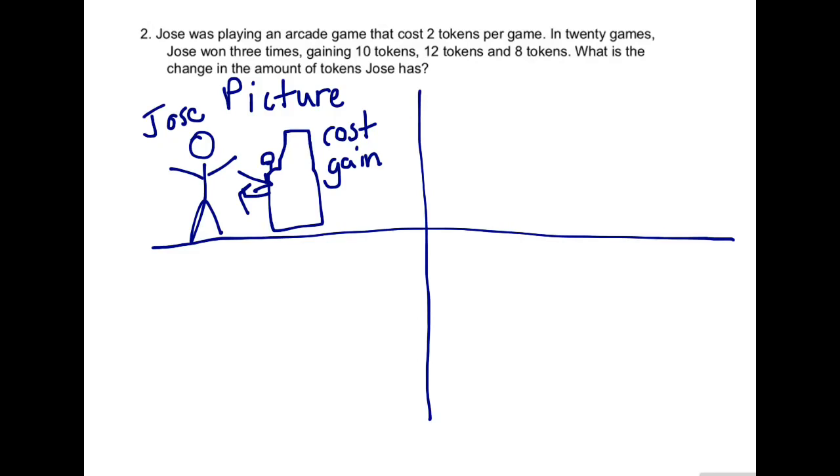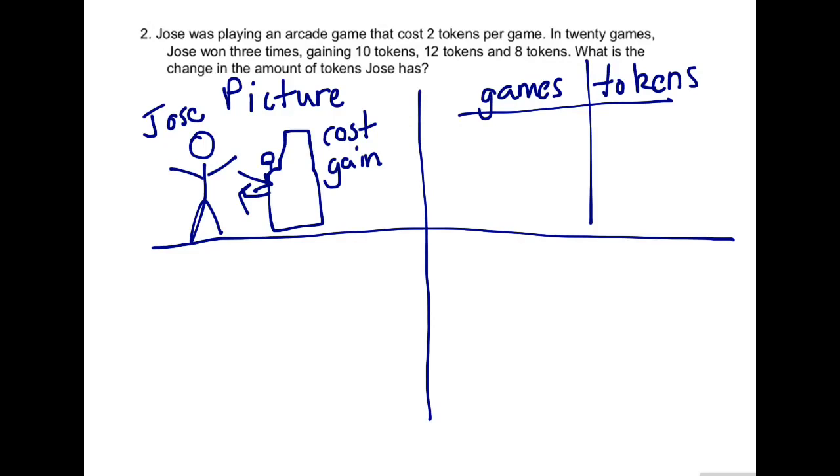I'm going to read the problem again. Jose was playing an arcade game that cost 2 tokens per game. In 20 games, Jose won 3 times, gaining 10 tokens, 12 tokens, and 8 tokens. What is the change in the amount of tokens Jose has? So I'm going to put down here games, and I'm also going to put tokens.